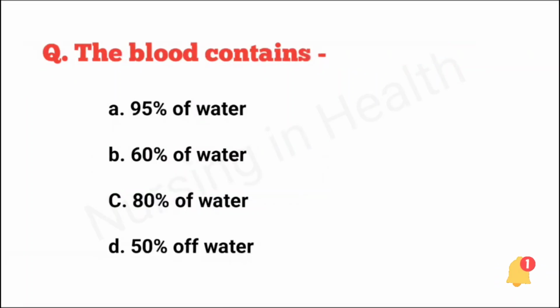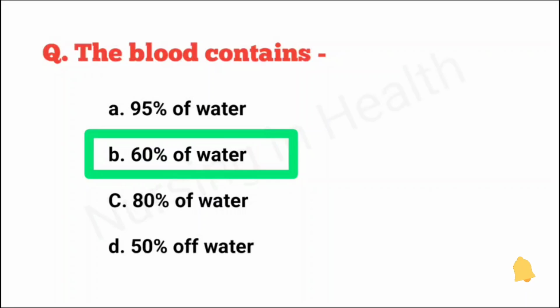Diplopia means double vision. The blood contains 95% of water, 60% of water, 80% of water, 50% of water. Right answer option B. 60% of water.